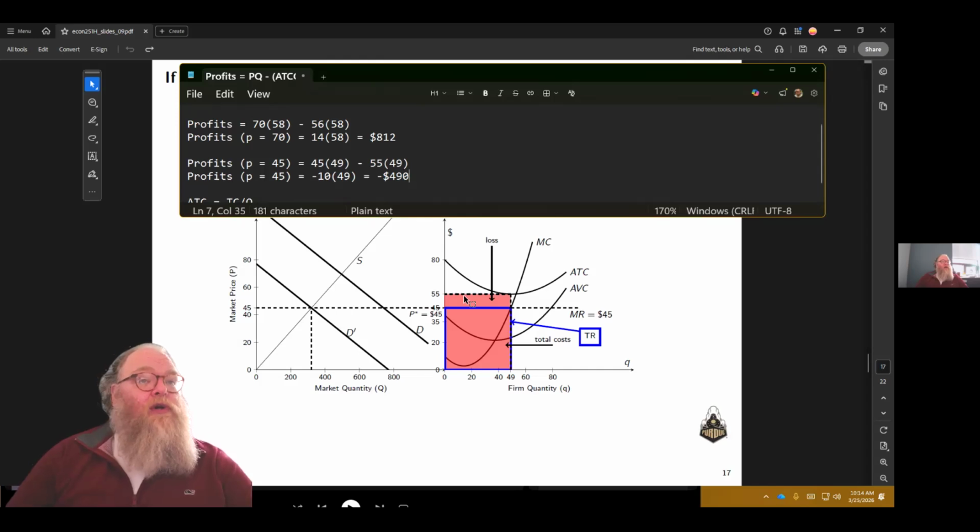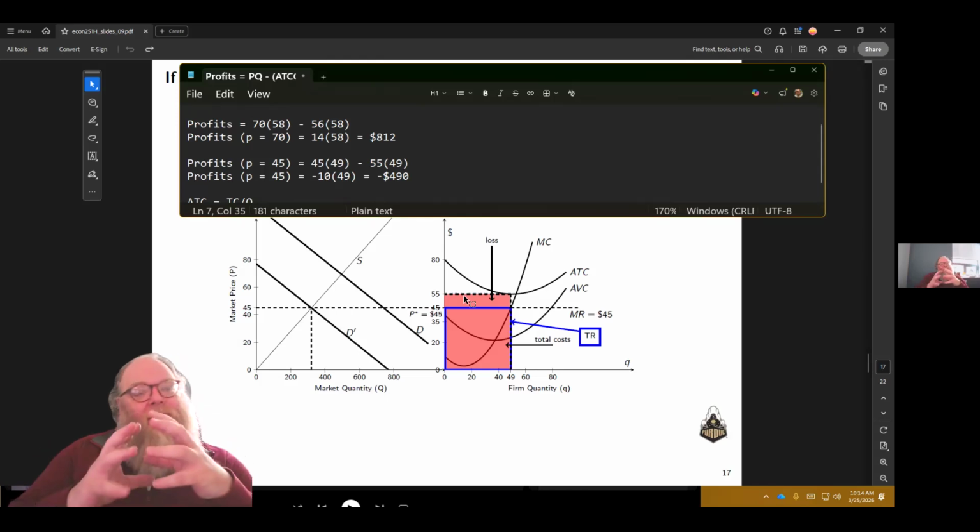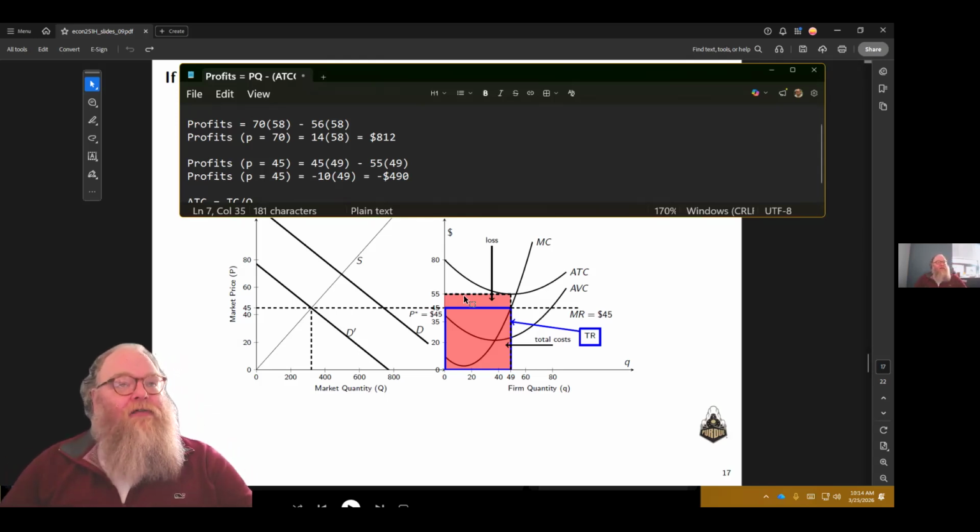So as the market price for the product falls to 45, the firm responds by selling fewer units, by producing fewer units of the product. However, the firm still ends up losing money, right? So their profits have decreased considerably. They were positive 812, now they're negative 490. So obviously, the reduction in demand for the product did not bode well for the profits of the firm, and wouldn't bode well for the profits of any of the firms in the market.